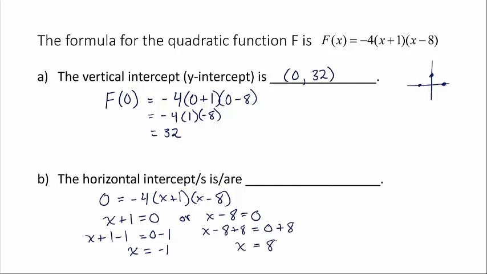Okay, so the horizontal intercepts, or the x-intercepts, are negative 1, 0 and 8, 0. Okay, I encourage you to go graph this in Desmos and see if that matches up with what we just found algebraically.